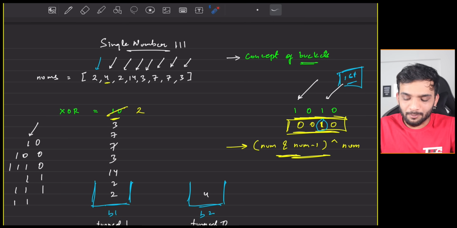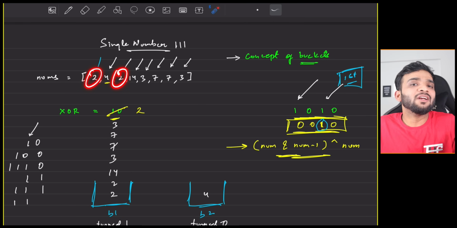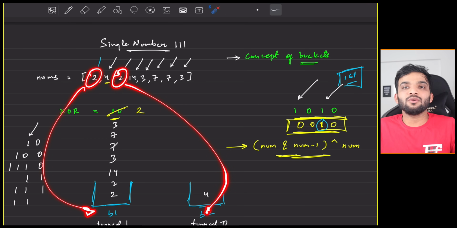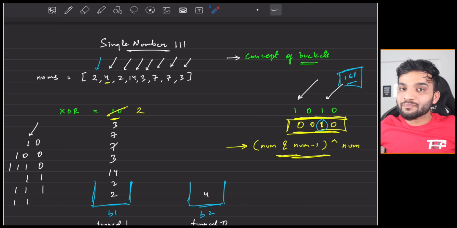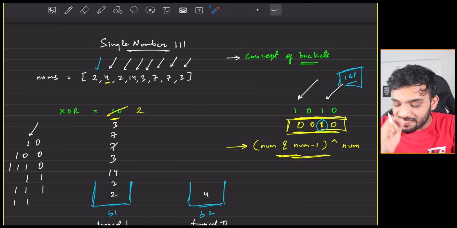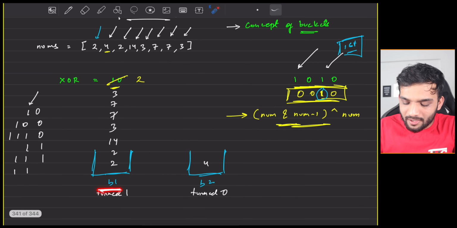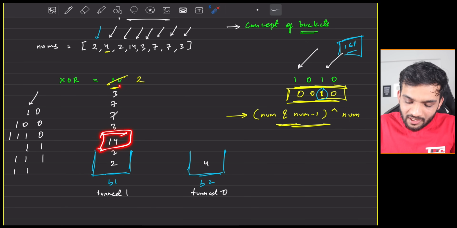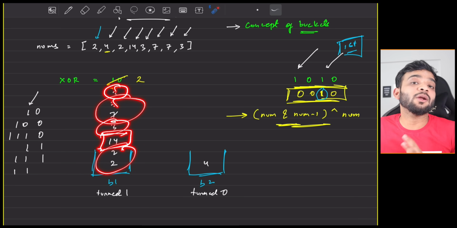And all the other numbers like 2, they're appearing twice. So either both of them will go to bucket 1, or both of them will go to bucket 2. They cannot go to different buckets. So eventually, at the end of the traversal, you will see that bucket 1 is only having one number which is appearing once, and all the other numbers are appearing twice.